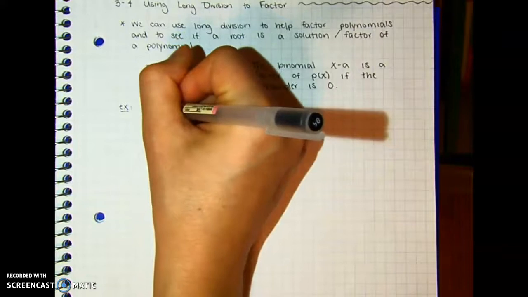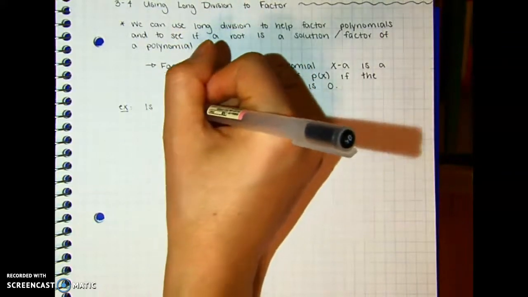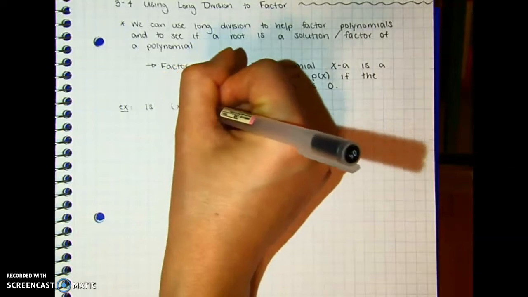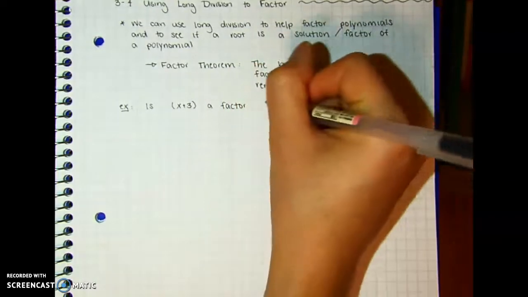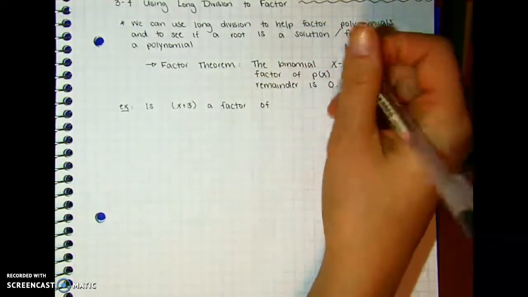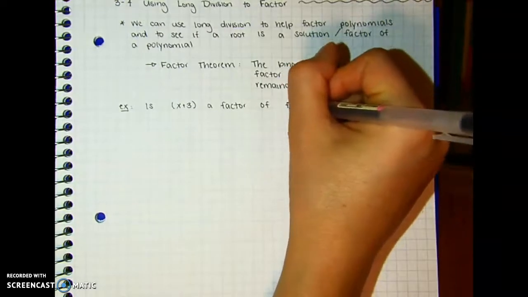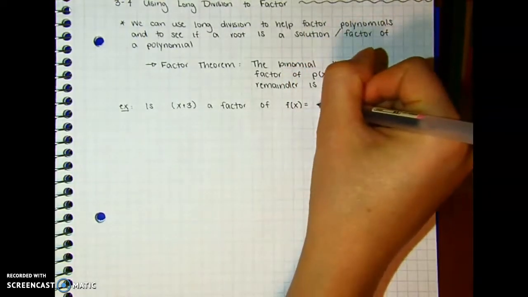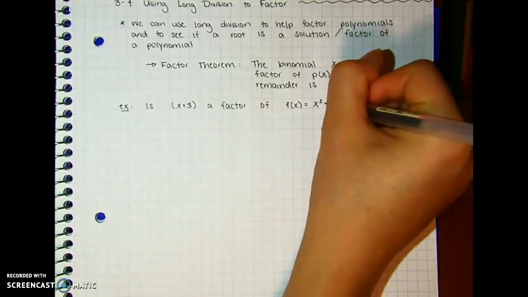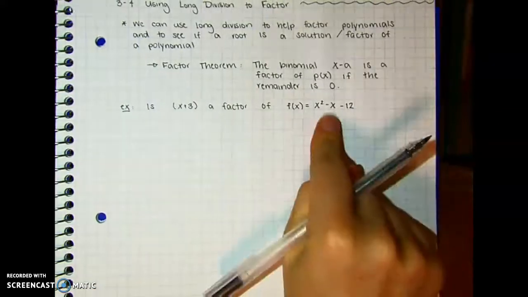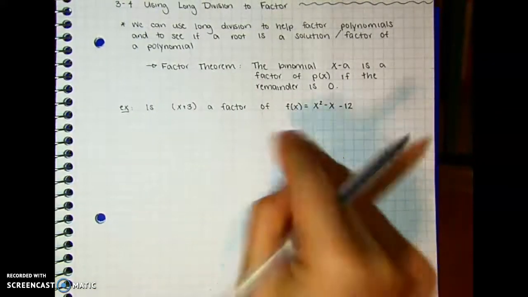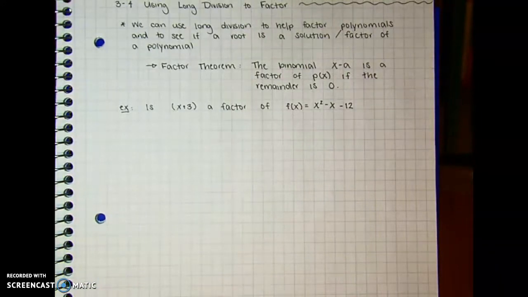So we could say, is x plus 3 a factor of, and then maybe I'll call it the function f of x equals x squared minus x minus 12. And I'm just going to give us an easy one. We could factor this and say, okay, what two things multiply? So the math looks like this.